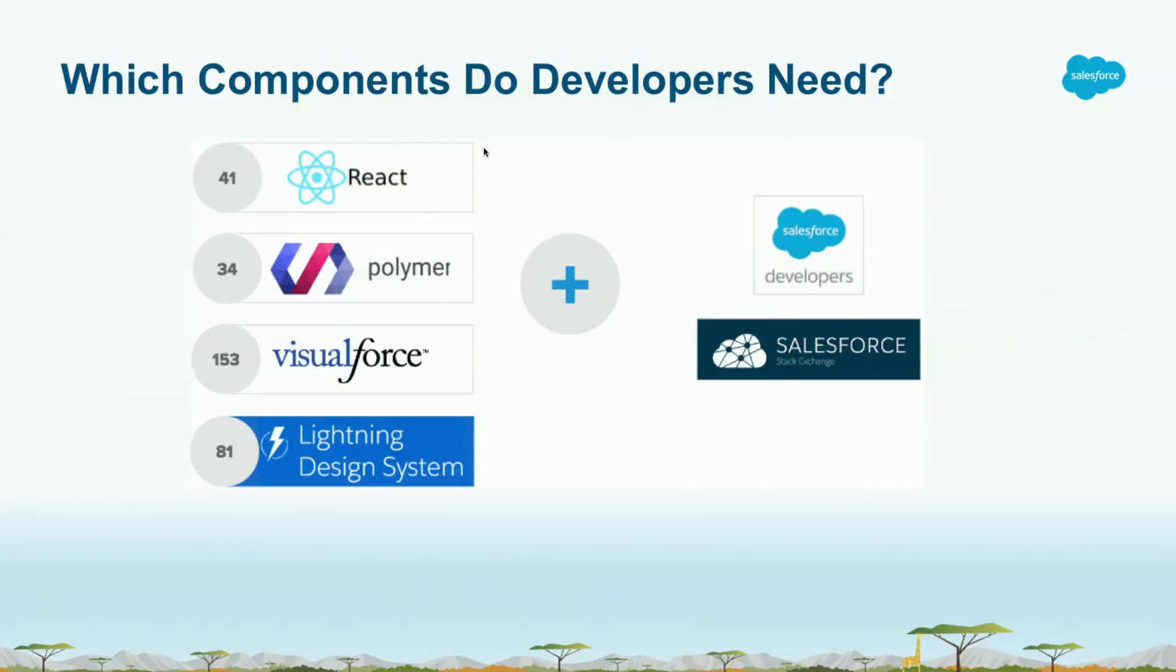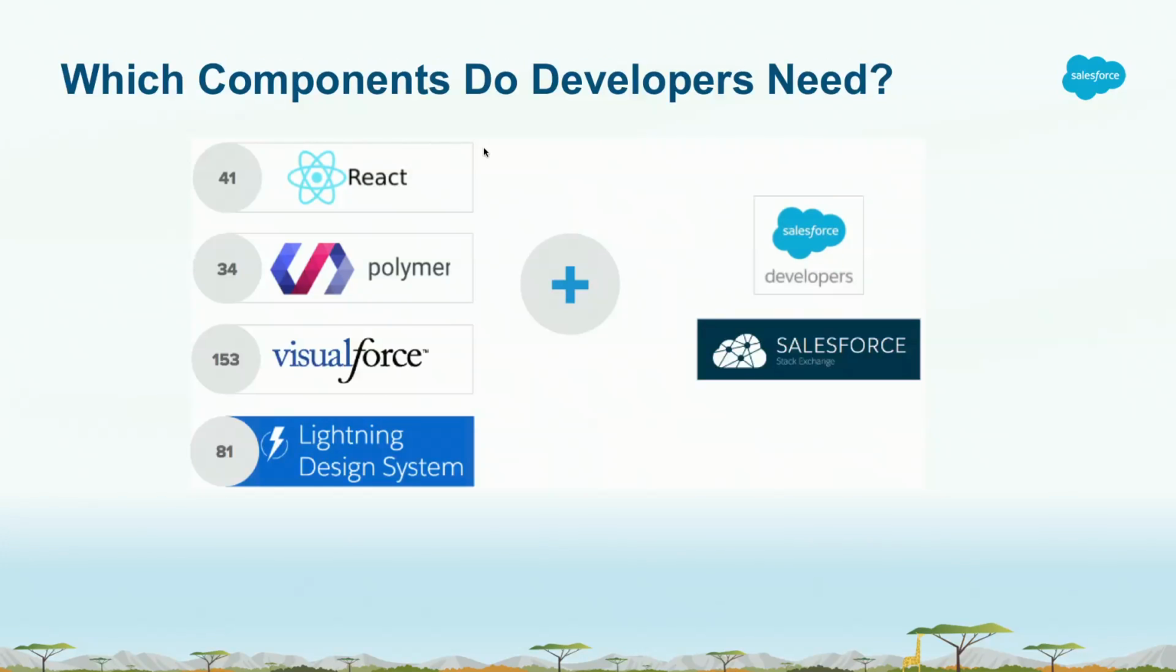When we started out with this initiative, we thought about which components developers need. So we did an audit of some of the popular frameworks out there, React, Polymer. We even looked at our own internal Visualforce framework, because we knew that a majority of our developers are already very familiar with Visualforce. So we didn't want to change anything too drastic for them. And we wanted to maintain the same paradigm of development, which is really popular on Visualforce.